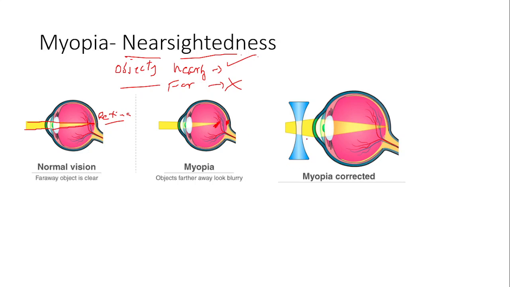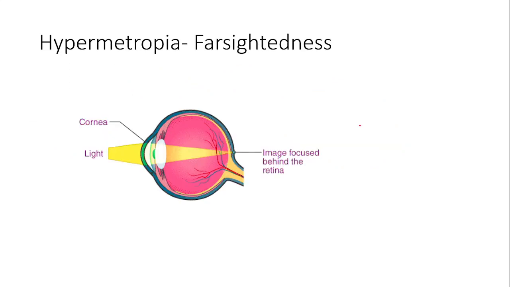Correction: how to correct? We have to use a concave lens. Because the concave lens diverges the rays, it makes the rays wider. Later our eye converges this again, and it comes back to the normal retina. This is how it is corrected. Myopia, important.